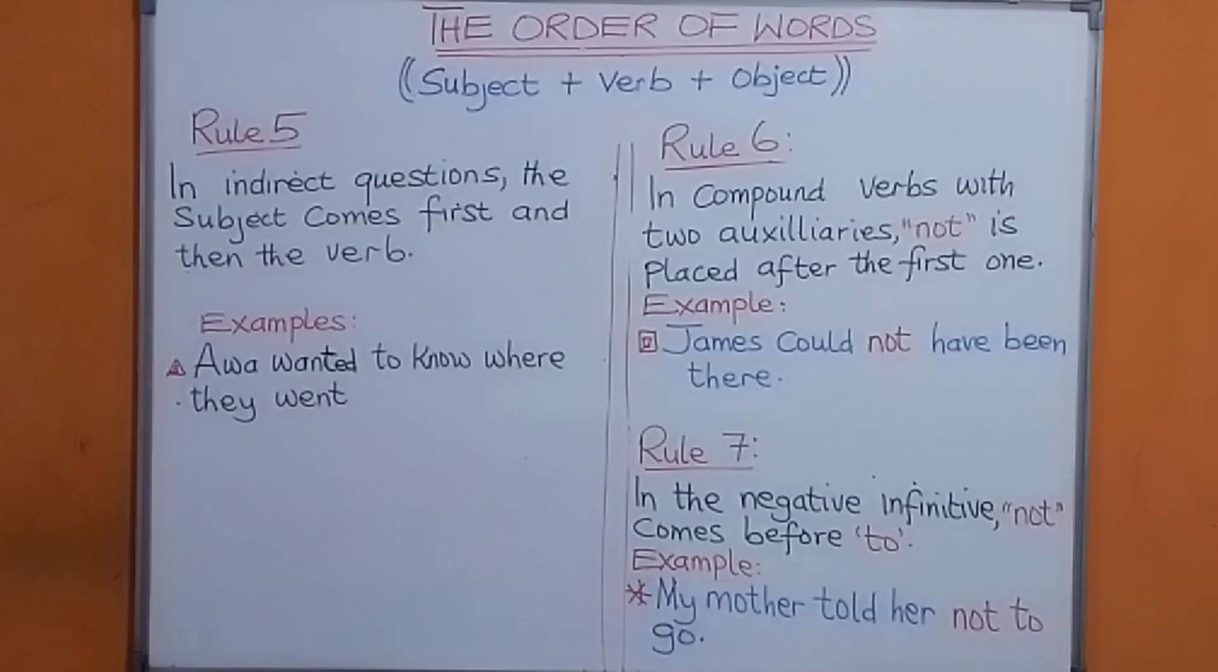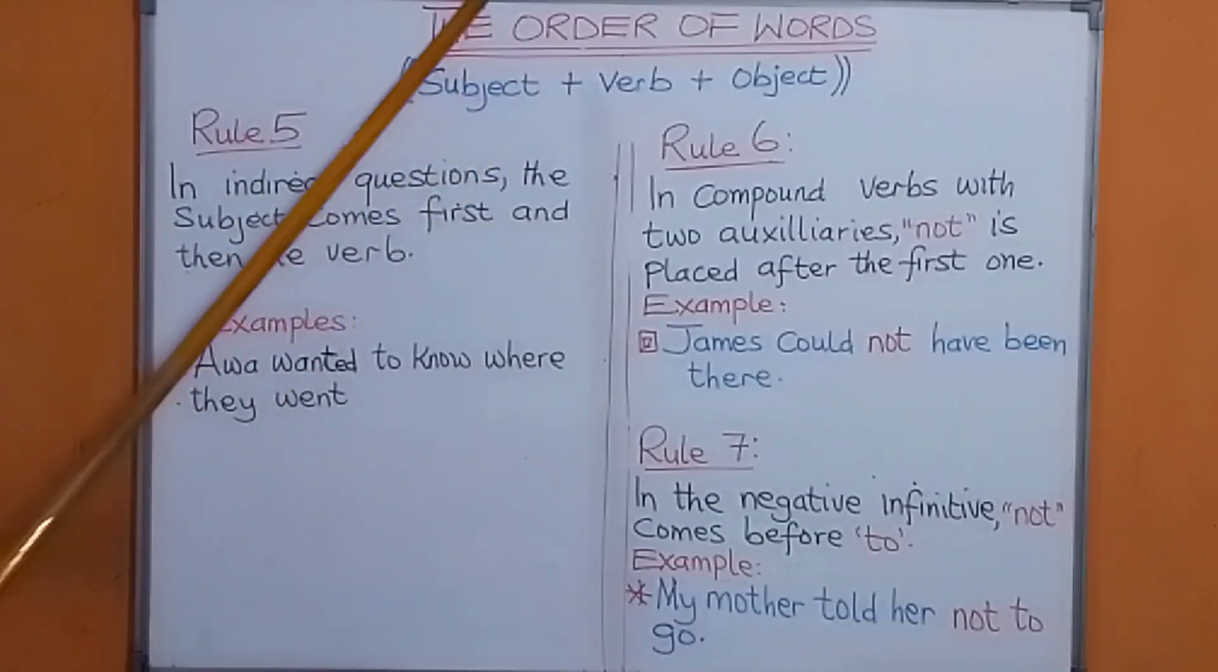I asked them what they were eating. The subject, I, the verb, asked. I asked them what they were eating. If it's a direct question, I will say, what are you eating? Are you eating food? Are you going? But here is an indirect question.